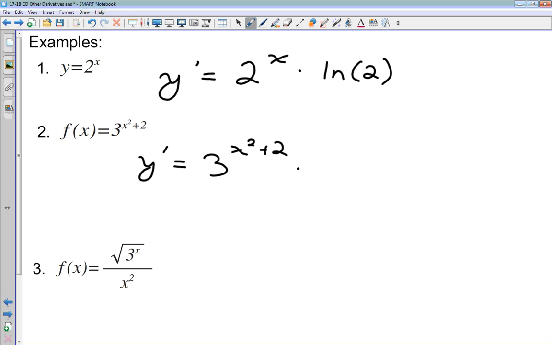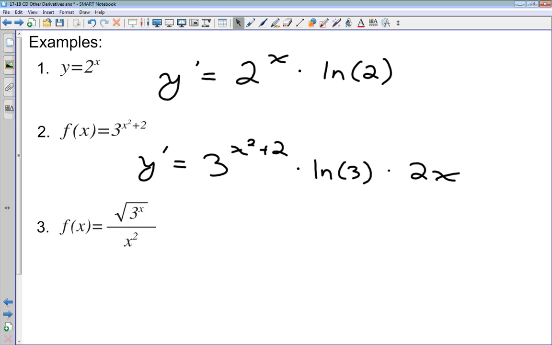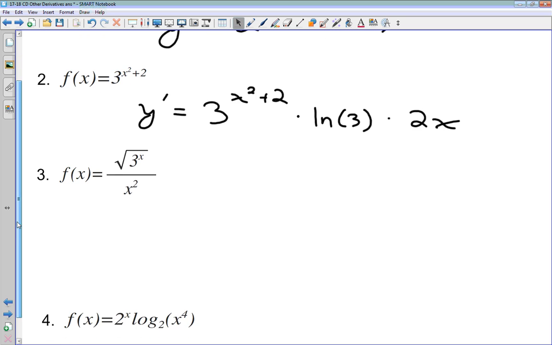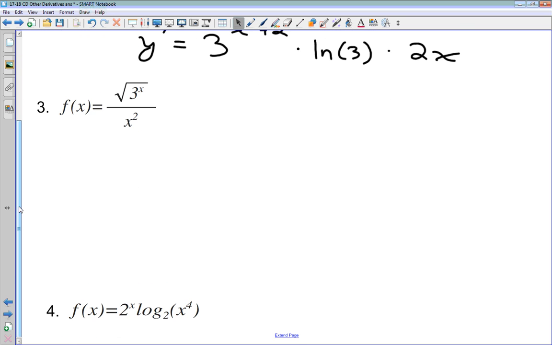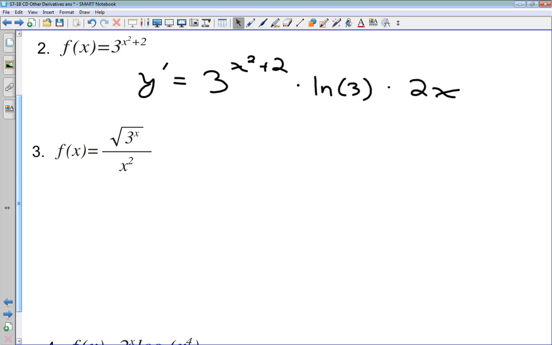We're going to multiply it by ln 3, because we're not working with base e. And then we're going to multiply by the derivative of that inner function. Our inner function is x squared plus 2, so we multiply by 2x. And there's our derivative. Okay, so we'll finish here with one that is a little bit trickier here. F at x equals the cube root of 3 to the x divided by x squared.